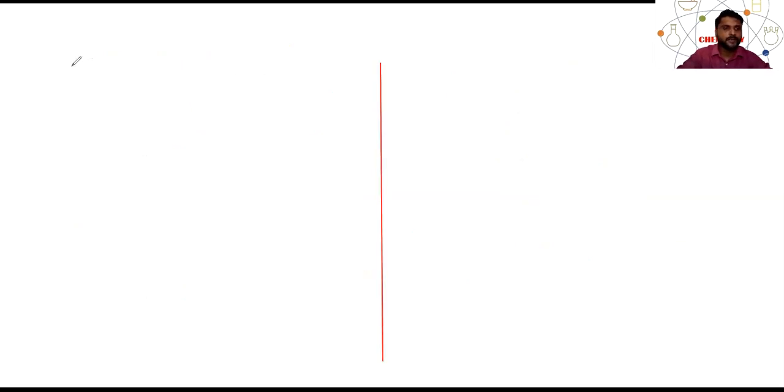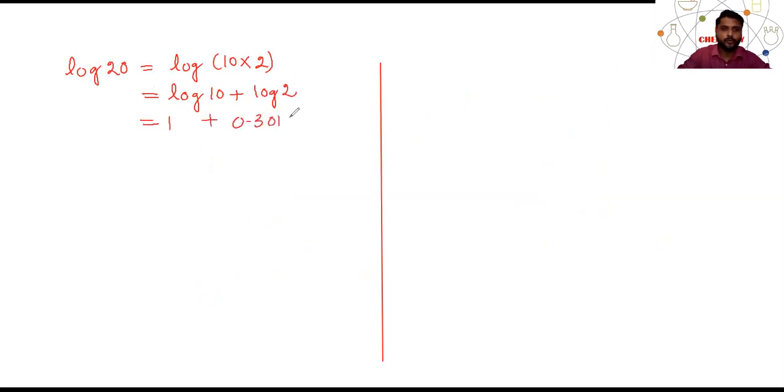We'll move on to the next number, log 20. Log 20 is equal to log 10 into 2. Split this one: log 10 plus log 2. Log 10 is equal to 1 plus log 2 is equal to 0.3010, which is equivalent to 1.3010.